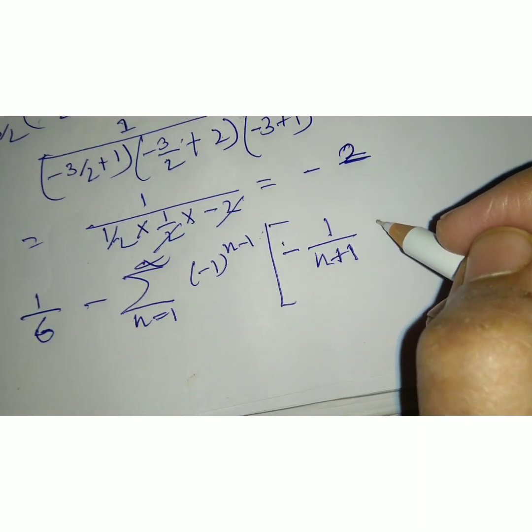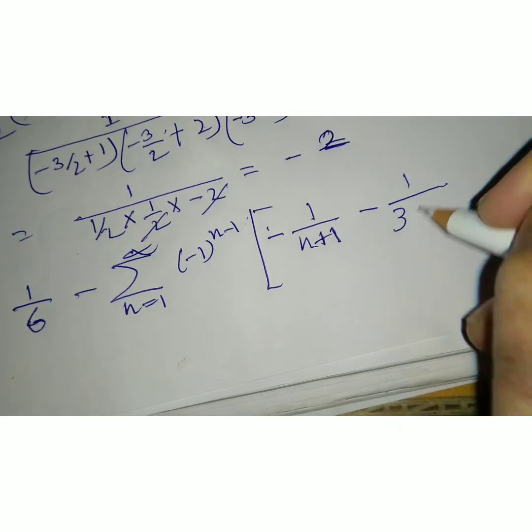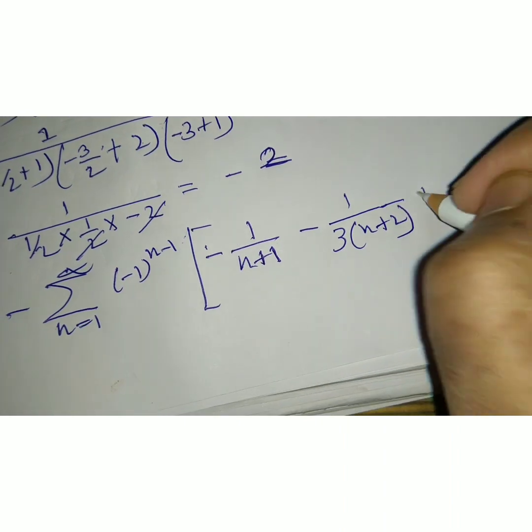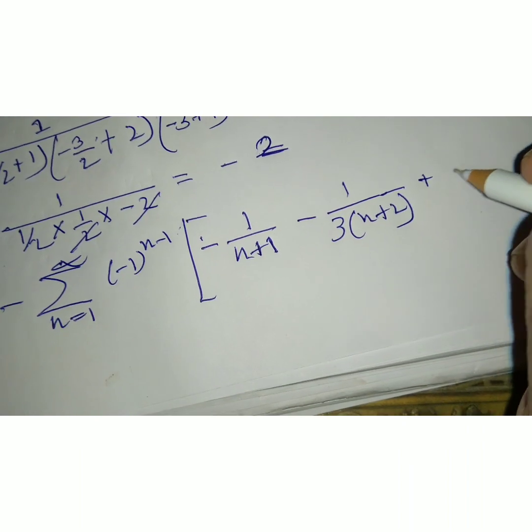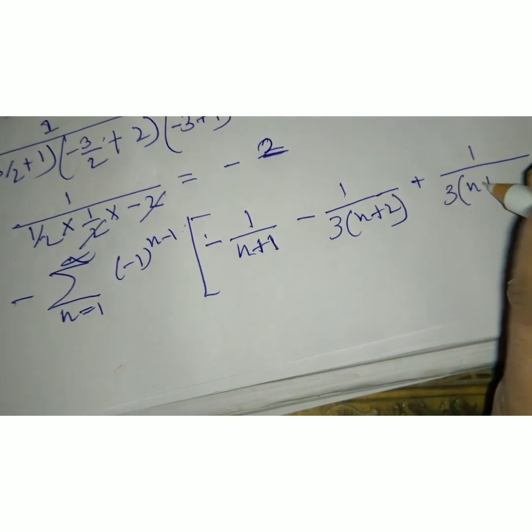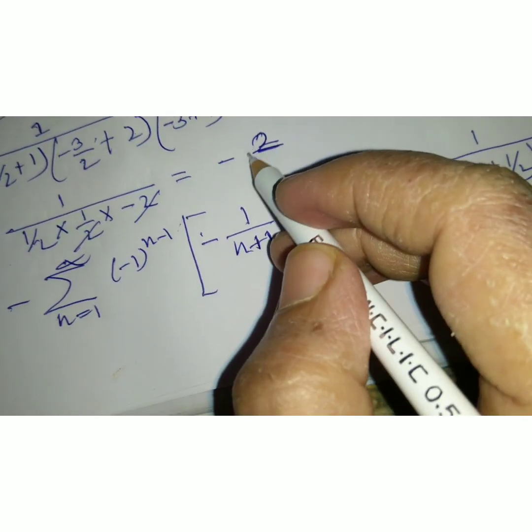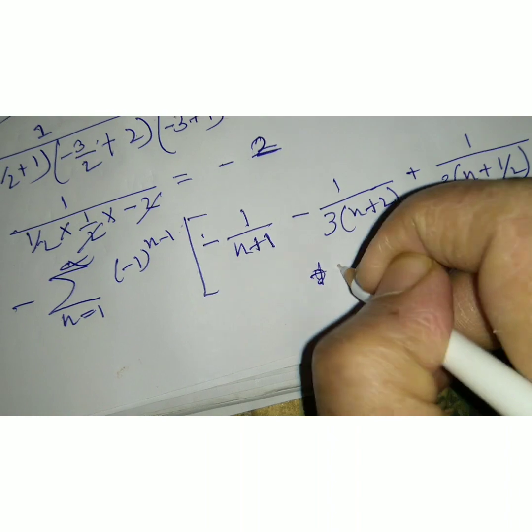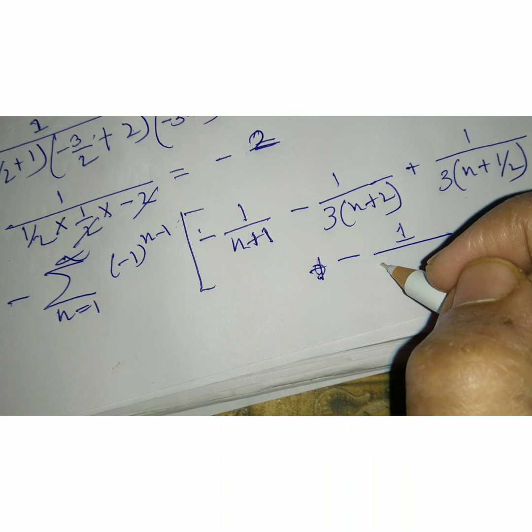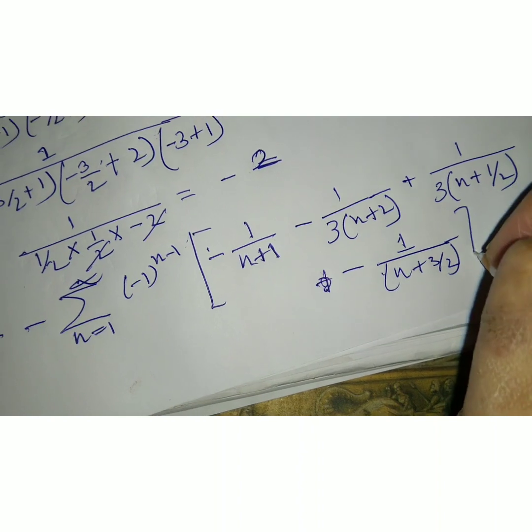B value I get minus 1 by 3 into n plus 2. And C value means C is equal to 2 by 3. So I write it this way: C value means 3 divided by n plus half. And D value I get minus 2. So I can write minus 1 into n plus 3 by 2. I can write it this way.